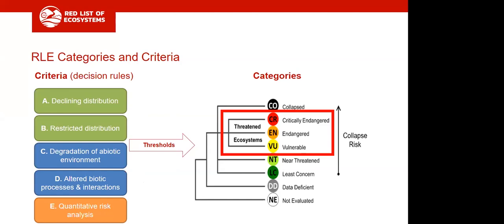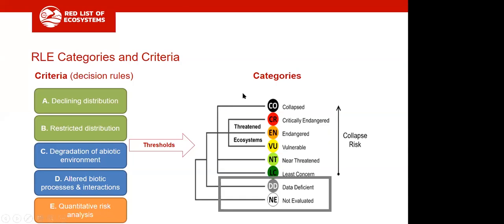So I just wanted to point out that out of these eight categories, just three are actually indicative of threatened ecosystems: critically endangered, endangered, and vulnerable. These are defined by these quantitative and qualitative criteria and sub-criteria and the thresholds. All of the categories are nested so that a type of ecosystem that meets a criterion for critically endangered will also meet the criteria for endangered and vulnerable.